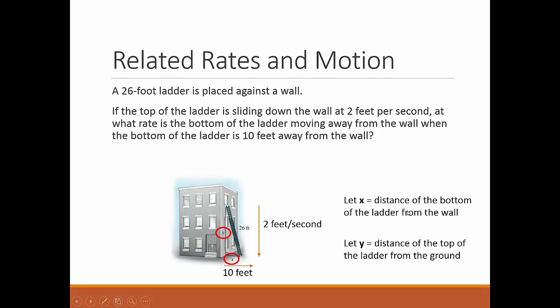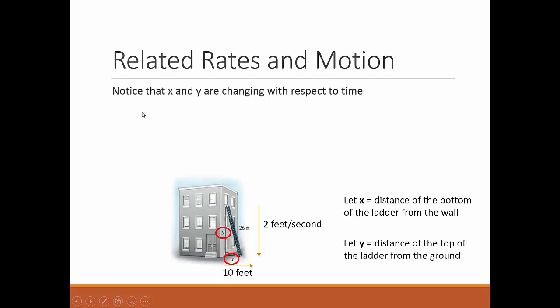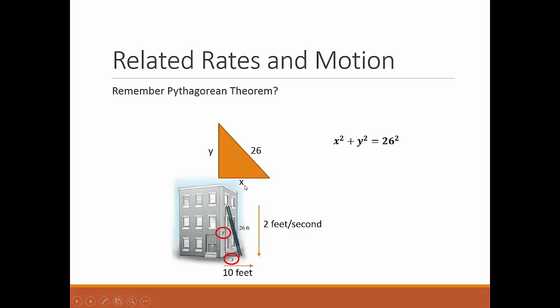So let's let x equal the distance of the bottom of the ladder from the wall. Let y equal the distance of the top of the ladder from the ground. So these are moving at different rates. Notice that x and y are changing with respect to time. Also, if I look here, I can see that this is a triangle.